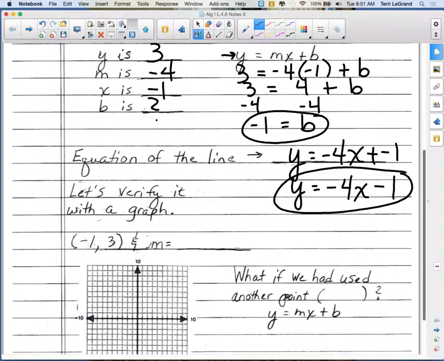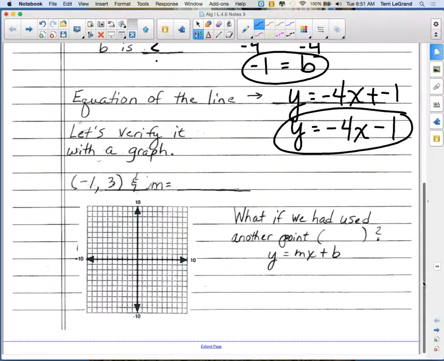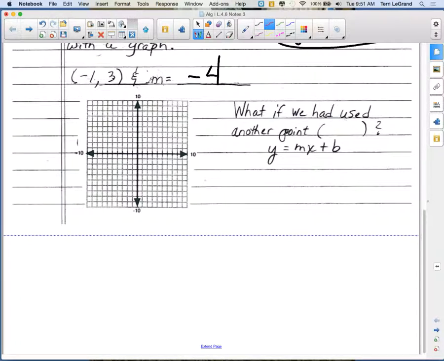Now, I say let's verify it with a graph. In other words, remember we were given ordered pair (-1, 3). Let's verify that we got the right y-intercept. Because if we have a point and we have the slope to make other points, we should be able to make the line of the graph. Okay, so let's do that. Let's put our (-1, 3) on the graph. Ordered pair (-1, 3) is right here.